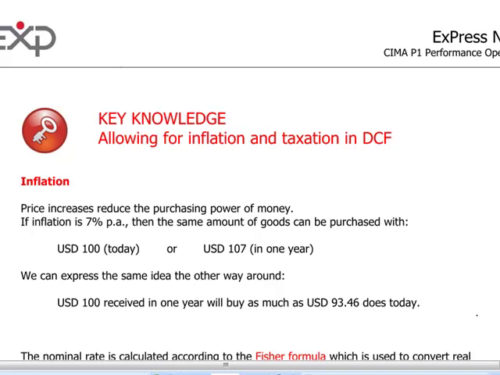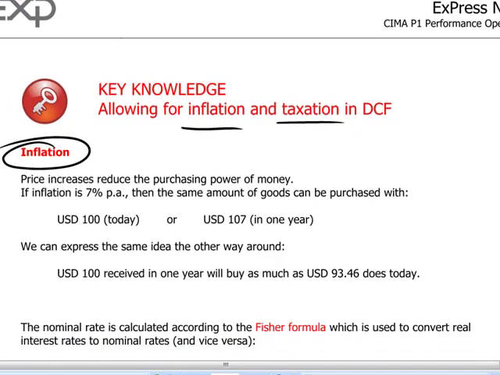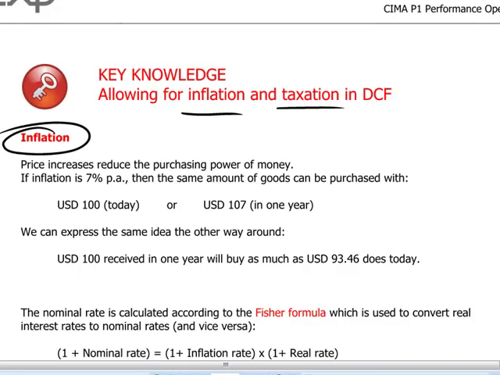Today we just want to cover, within the investment appraisal topic, a couple of issues regarding inflation and taxation that we need to understand when doing discounted cash flow calculations. Exam questions could involve the appearance of inflation. So when we're doing cash flow projections, we have to represent the impact of inflation on the numbers.